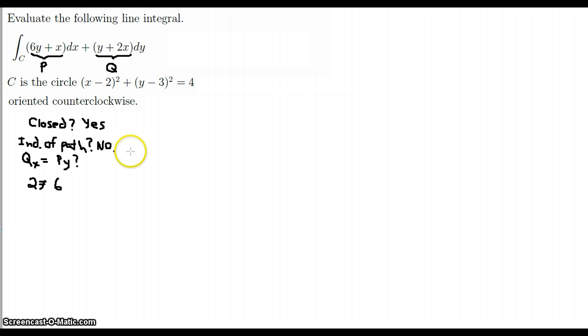And so when you're closed and you aren't independent of path, you could parameterize this path. You definitely could always do that. But we have another way. We could parameterize the path and just perform the line integral over that path. We're going to find that that is the way we don't want to go. We're going to employ Green's theorem so long as all the conditions are satisfied.